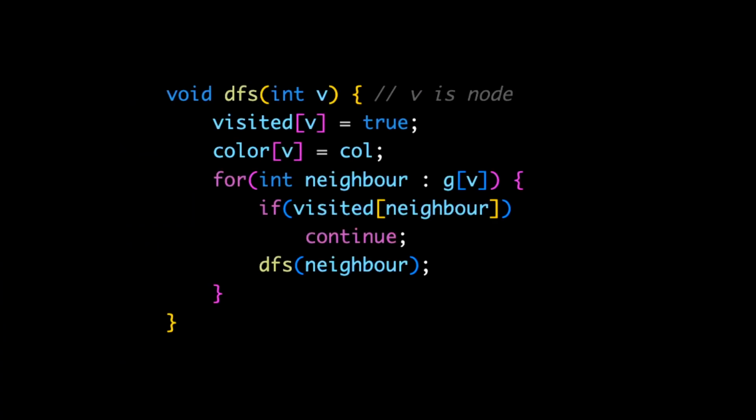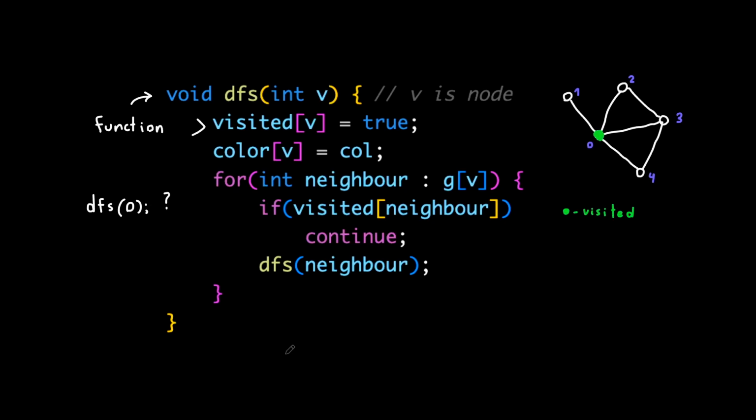If you are confused, don't worry. We create a recursive function. What happens when you call it? We first mark this node as visited, so that we don't visit it over and over again. Then we go through all of its neighbors. If a neighbor has been visited, we skip it. Otherwise, we call DFS on it.